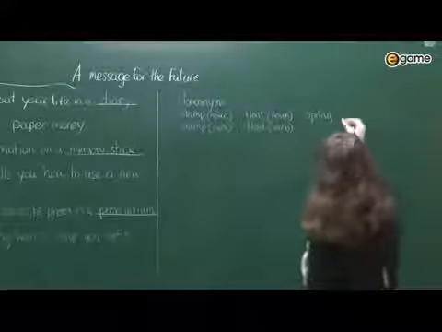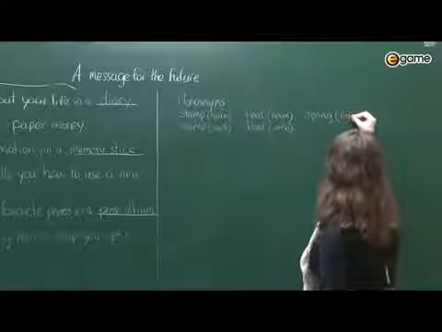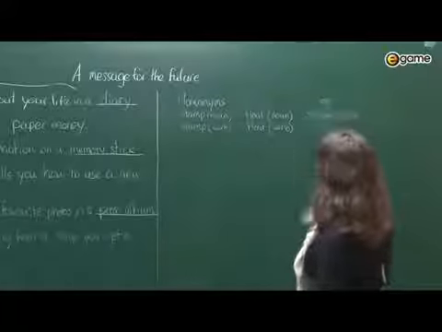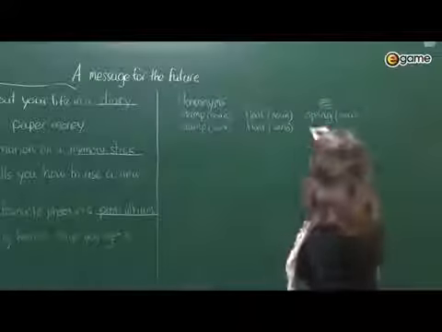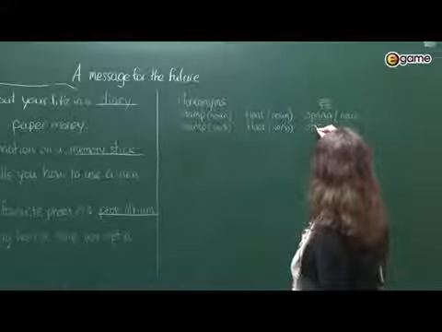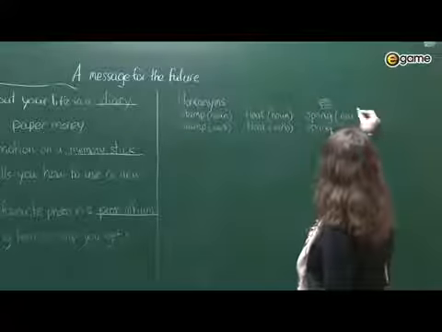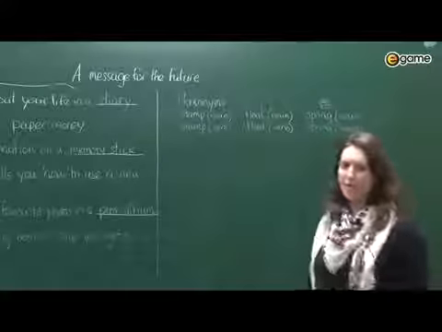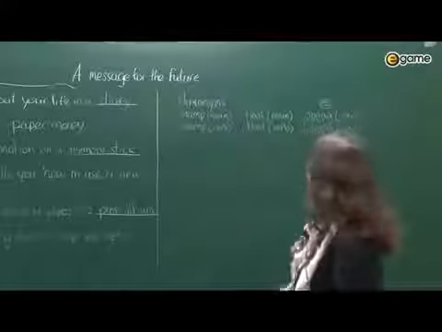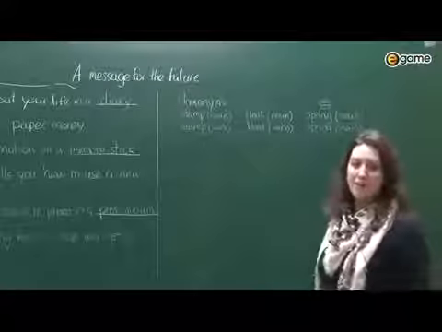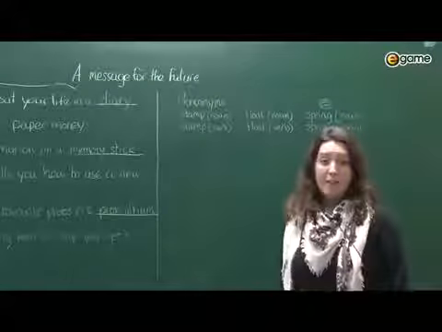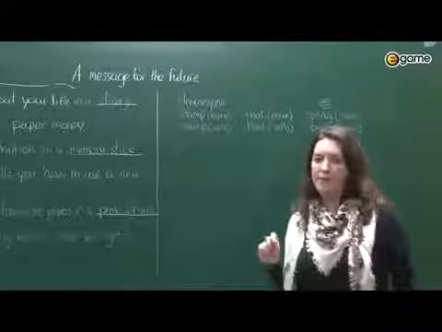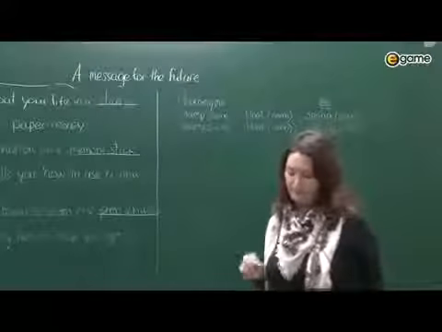Spring, a spring. That's a noun. So, a spring, something like this. Or spring, as in the season. Spring, summer, autumn, winter, spring. So these two are both nouns, but they still have different meanings, even though they're spelt the same. Homonyms.